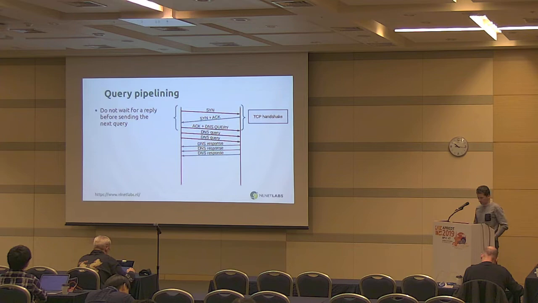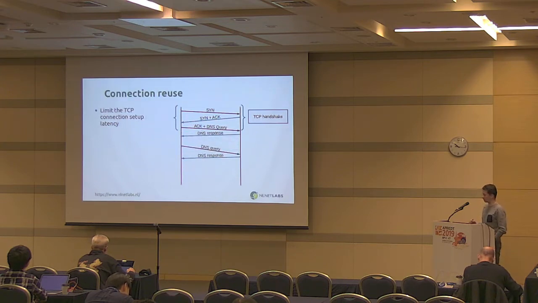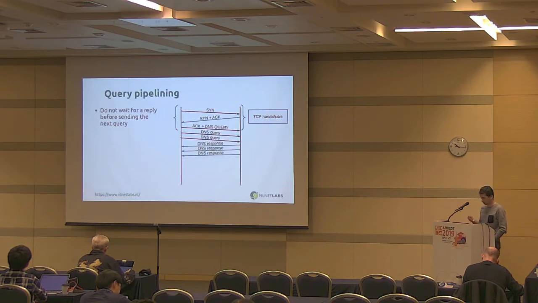But if you do want to reuse your connection, you do not want to wait to send the next query only after you received your response, because that doesn't really scale. In that case, you can't send multiple DNS queries at the same time anymore. So what you want to do is query pipelining. Basically, you just send a DNS query as soon as you want to; you don't wait for the response. And this makes it possible to do the connection reuse.